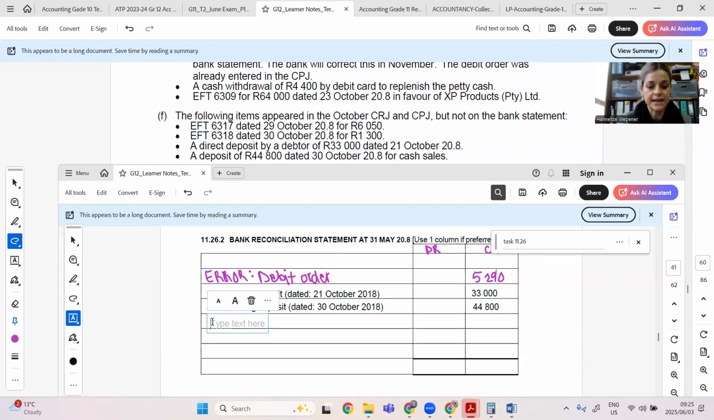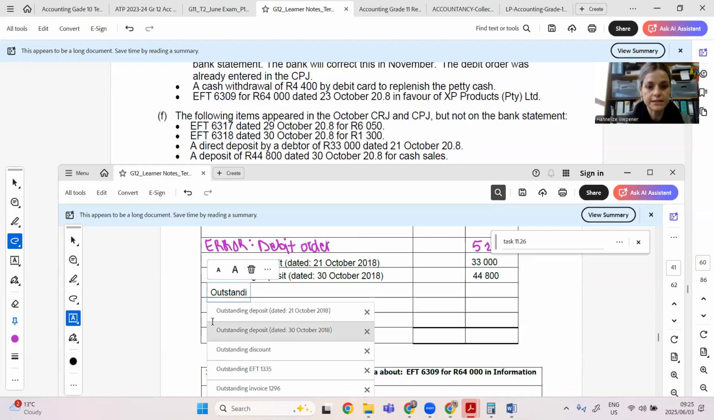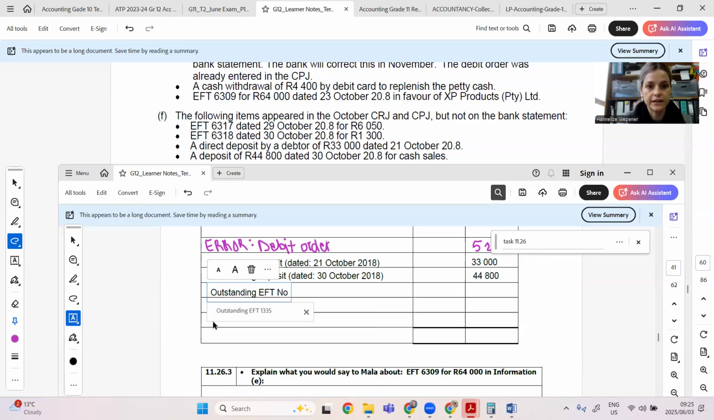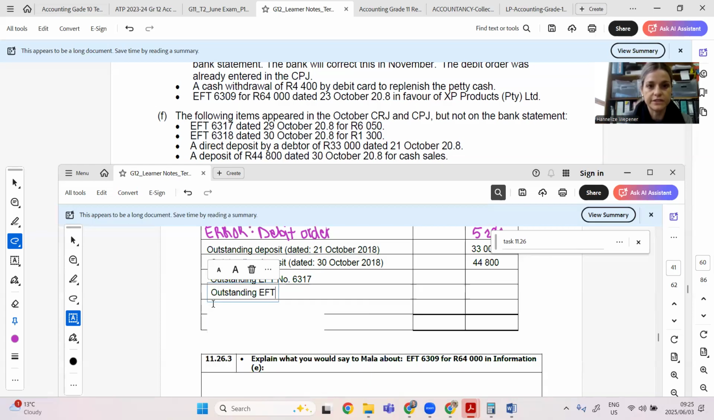Then you also had outstanding EFTs. So outstanding EFT, and then you have number 6317. And you also have outstanding EFT 6318. Once again, you can add the dates. I just want to save time now. Right, so it says that these are both dated after the 29th or on the 29th and after. So it could be that you made payment, but the bank statement ended on the 28th of October. So then obviously it will not reflect on your bank statement yet.